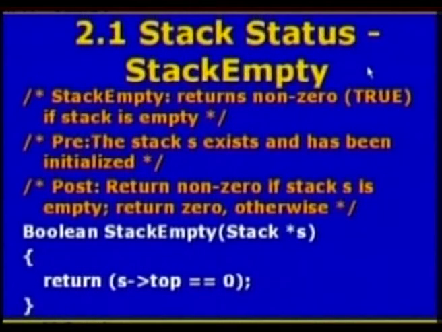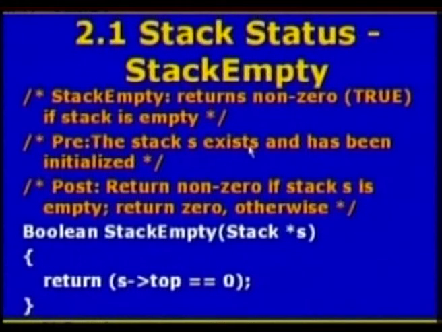Okay. Stack status, stack empty. Remember, this function has to check whether the stack in hand is empty or not, returning a true or false kind of thing. Well, very simple. The precondition is that the stack exists and has been initialized. And as a result, we're going to return a true or false, a 0 or non-zero. So it returns 1 if the stack is empty, otherwise it returns 0. It's of type Boolean, stack empty, and it takes as input a pointer to my stack. All right, what do I return?